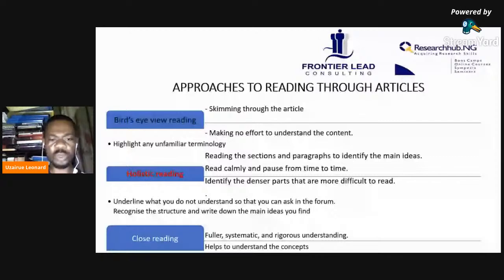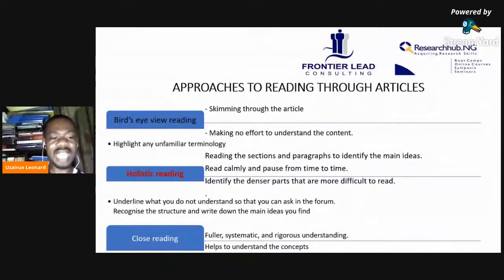Then you must be able to drive your reading in that direction. But you, as a reader of the article, pause and look at the idea of every paragraph. Then the next thing you have to do is identify the dense parts that are more difficult to read. For every article, there is an aspect that is easy for anyone to read, but there is a technical aspect that you as a reader may not understand, the idea behind the author bringing that up at that particular point in time. So what you do during holistic reading is identify those parts that are more difficult to read.